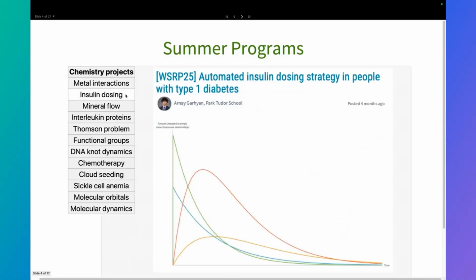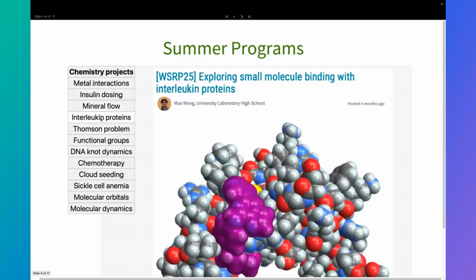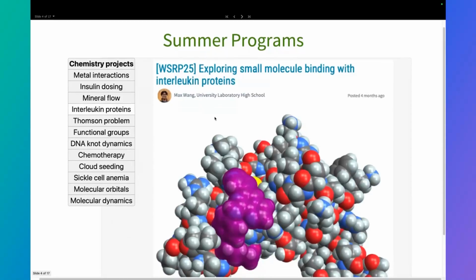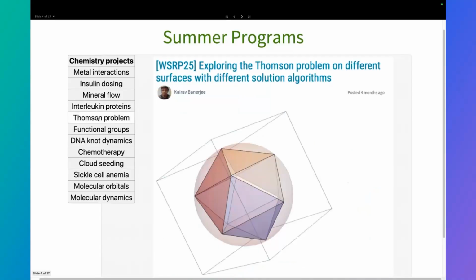Arnie looked at insulin dosing over time and seeing how the kinetics of that were going. Andreas looked at mineral flow and had a very, very cool fluid dynamic flow as they were looking for where the formation of minerals occurred. Max looked at the interleukin protein binding using the tools that we have currently to do rudimentary protein binding studies and investigations. Karavan did the Thomson problem.